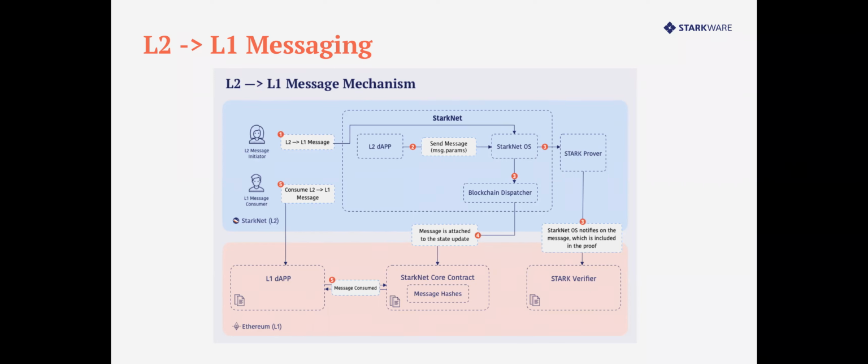It starts with someone on L2 sending a message to their DApp. The DApp will probably have some function or call that will initiate the send message to L1. This send message to L1 will have parameters: who is the receiver on L1, and the payload of the message. It will then be included in the block by the StarkNet OS and sent to the verifier.